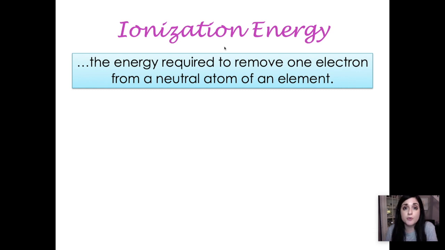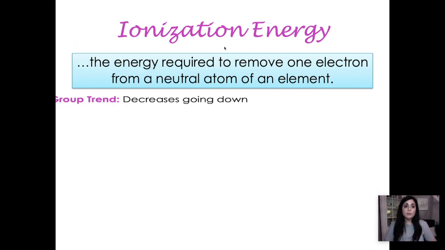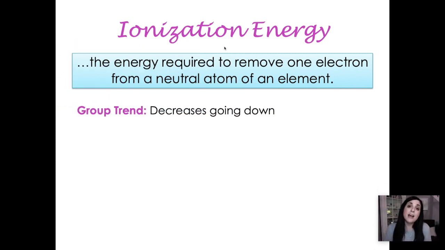So what's the group trend? What's going to happen to ionization energy as I go down a group? Is it easier to remove an electron from those big elements at the bottom, or is it going to be easier to remove an electron from small elements? Well, it actually decreases going down. It's much easier for big atoms to lose their electrons. And again, this has to come down to the size.